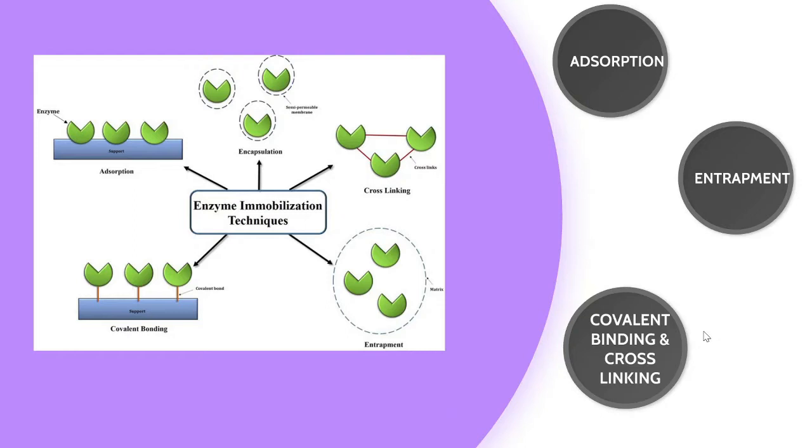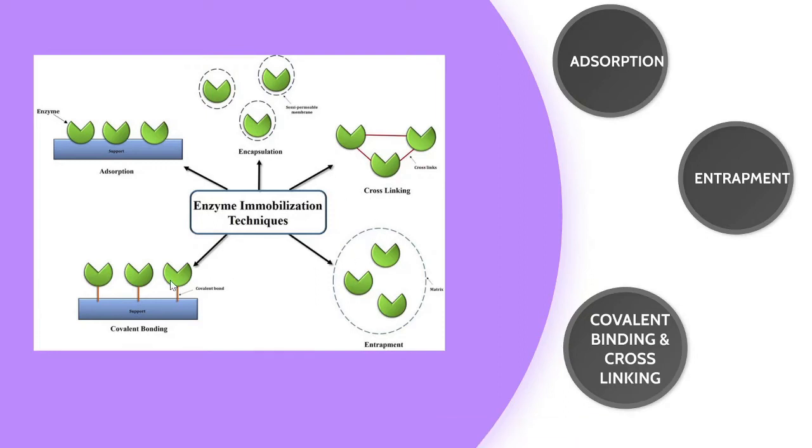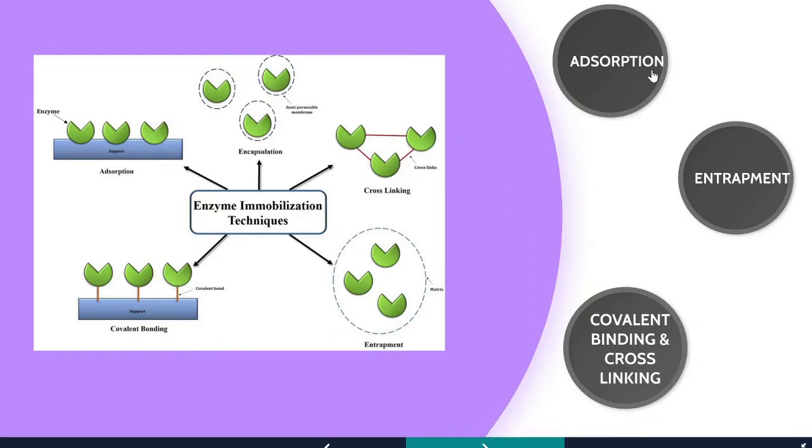Right. Coming back to the methods of immobilization, here we have 5 different types of enzyme immobilization: adsorption, encapsulation, cross-linking, entrapment, and covalent bonding. We will be discussing each one of them. So first, let us discuss adsorption.